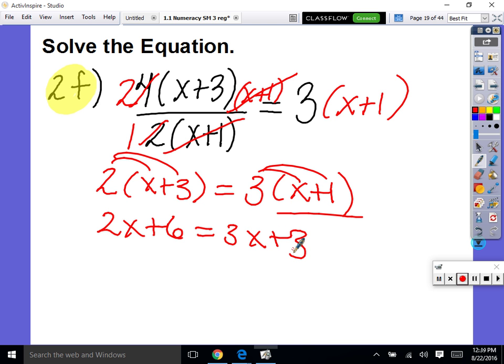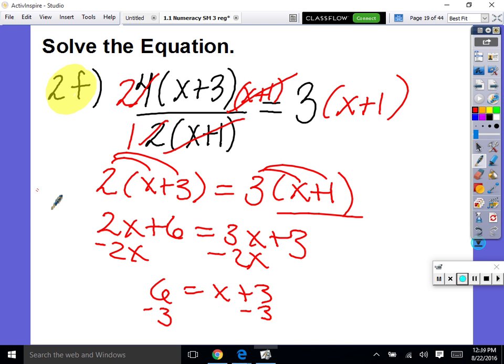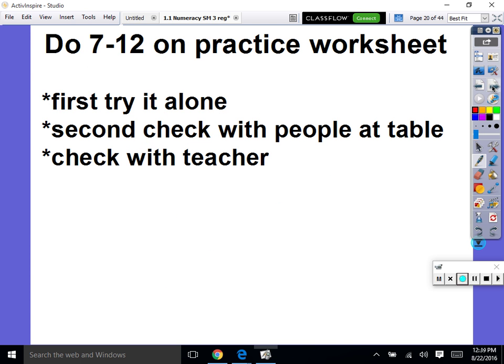Let's solve for x. Don't float your x's together. Use inverses. So we have 6 is equal to x plus 3, subtract 3, right? Get x alone. So x is 3. Are we following? We're all good. You're ready to practice. Okay, you're going to be doing 7 through 12. Go, go, go.